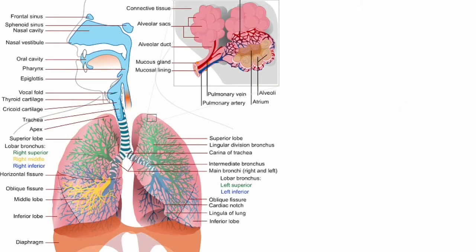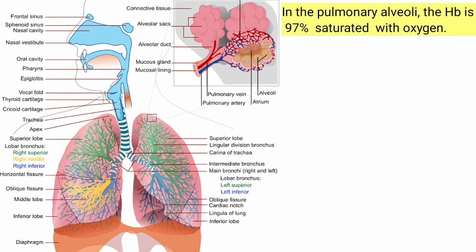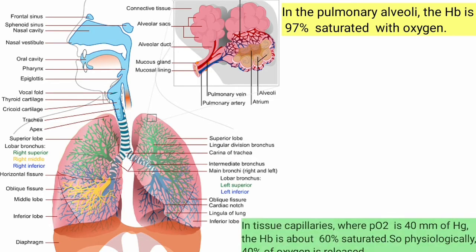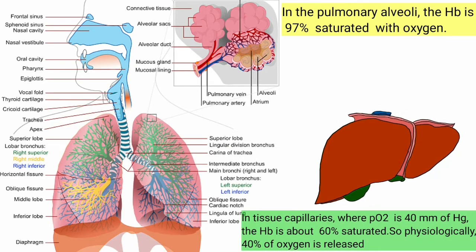In the pulmonary alveoli, hemoglobin is 97% saturated with oxygen. This is because of the high partial pressure of oxygen in the alveoli, that is 100 millimeters of mercury. Whereas in the capillaries of tissues, the partial pressure of oxygen is only 40 millimeters of mercury. So here hemoglobin is 60% saturated with oxygen. So 40% of oxygen is released in the tissues.